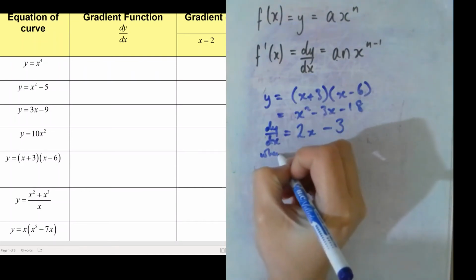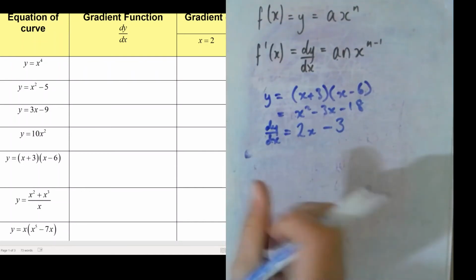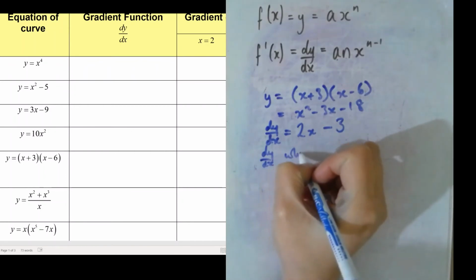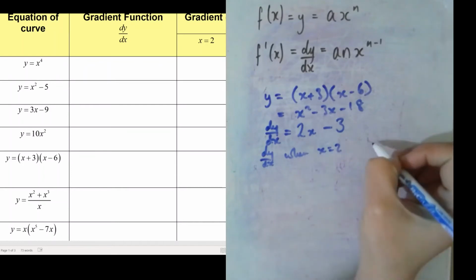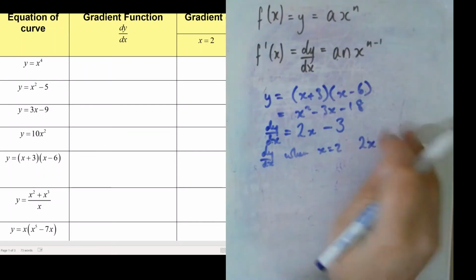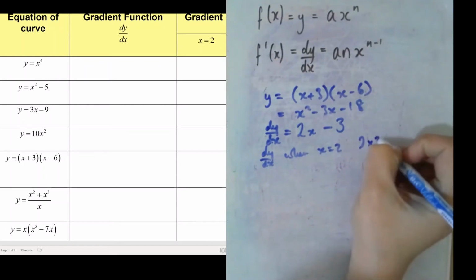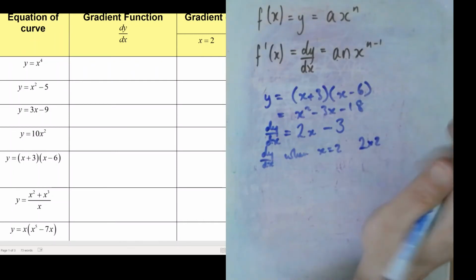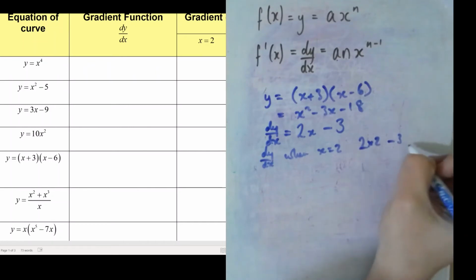So then I say dy/dx when x equals 2, I've then got 2 times 2, take away 3, which is 4, take away 3, which is 1.